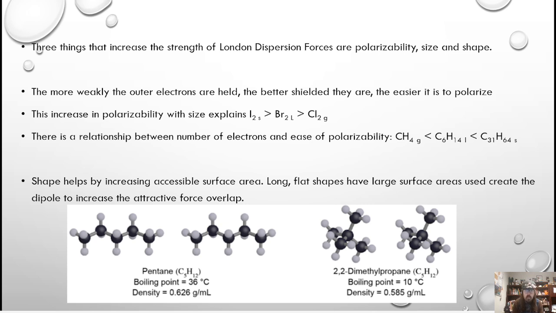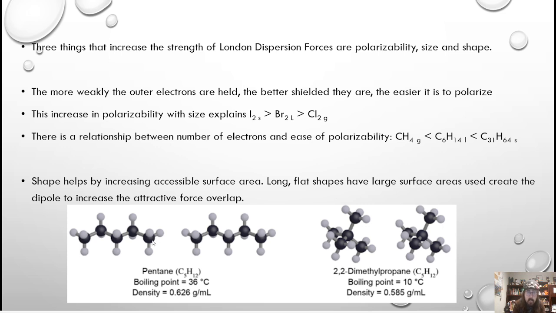Shape has a direct relationship to surface area. The larger the surface area, the more contact atoms can have. If you want an atom to polarize and grab onto other molecules, the more places it can touch the other molecules, the more likely you're going to grab onto them. So long, flat shapes tend to have a large surface area, and thus can create stronger London dispersion forces that will increase the attractive forces overlapping.